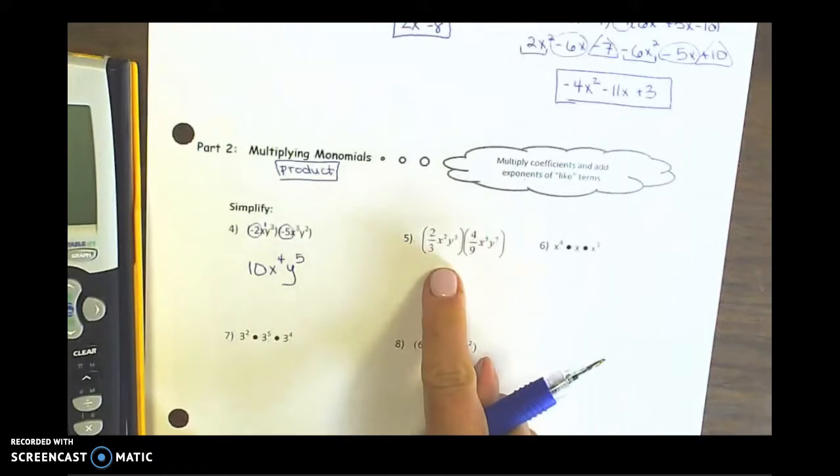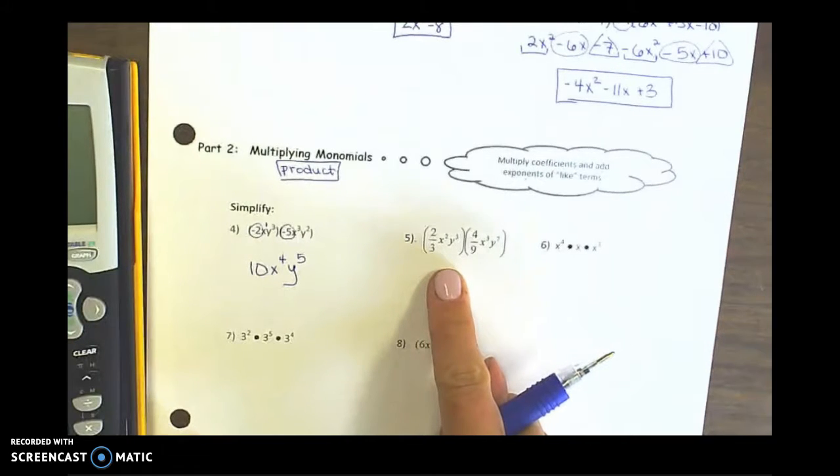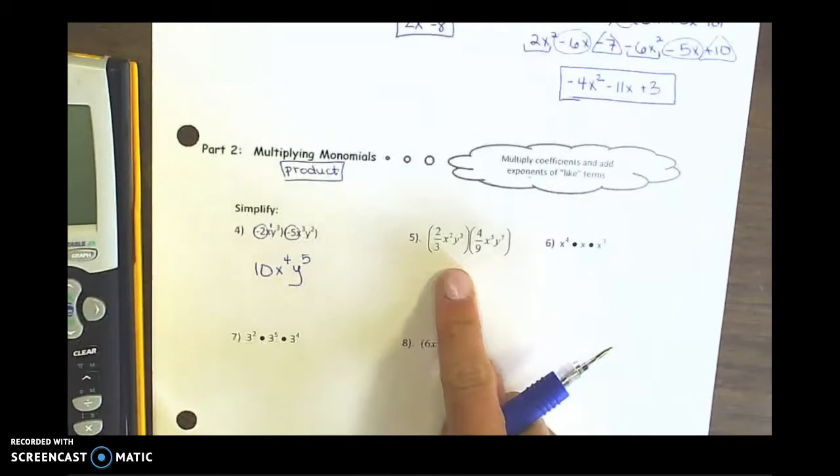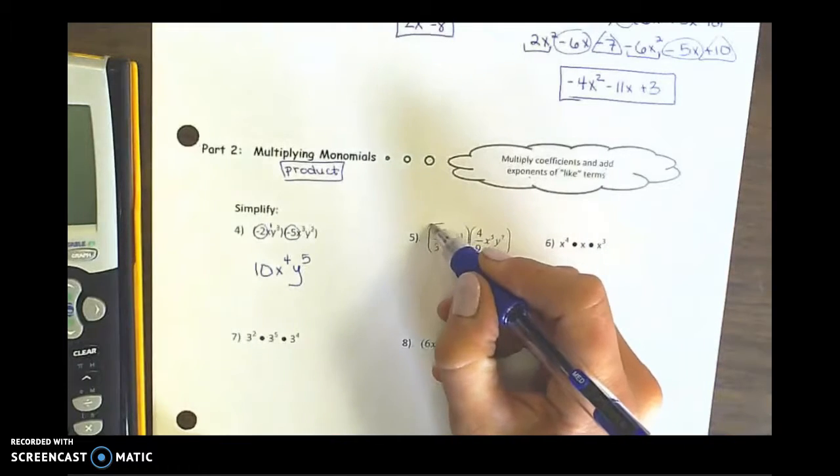Okay, let's take a look at the next one. So here we have multiplication again. The first thing we want to do is multiply the coefficients, which in this case are fractions.